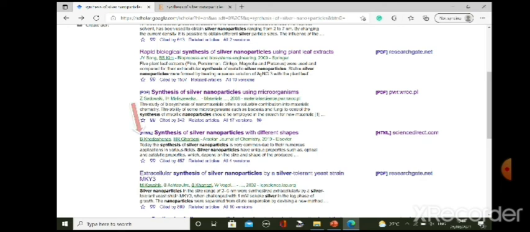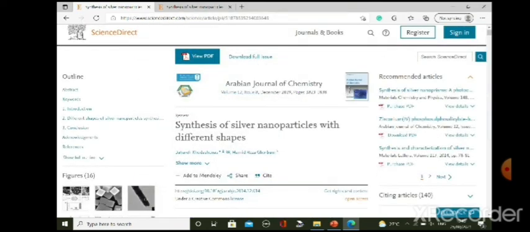Then what is the other option? Suppose this is another paper, synthesis of silver nanoparticles with different shapes. So let me press on this. If I press on this, it will take me to the journal's website. So this is an Elsevier publication. You can see here the paper has arrived. Now we need to know whether this paper is also available or it is asking for money. You can see at the bottom it is written open access. Open access means this is free to download. It is good news for us that this paper has open access.